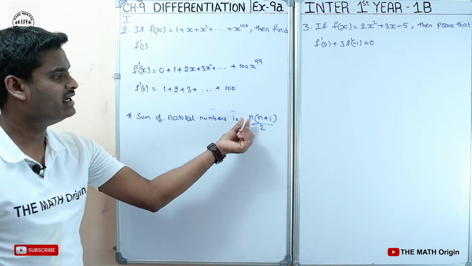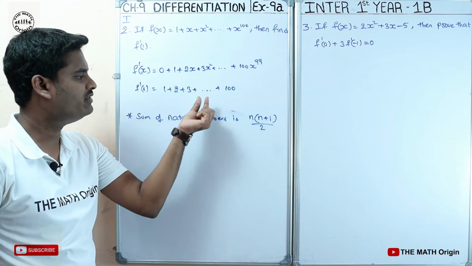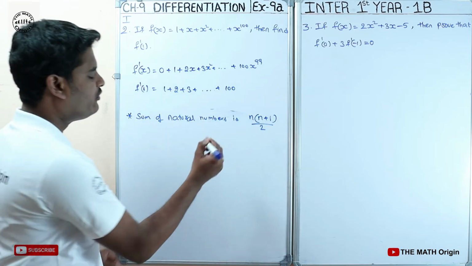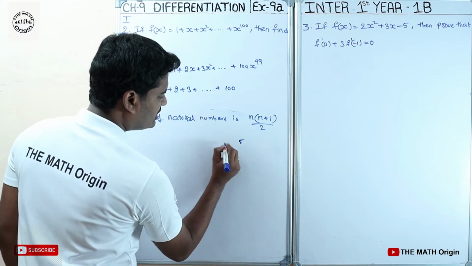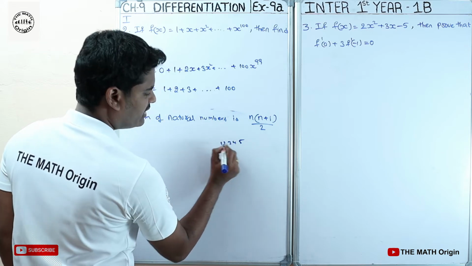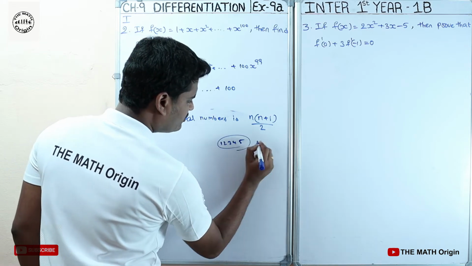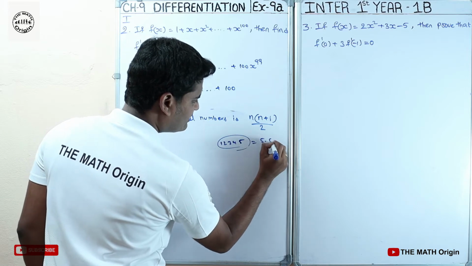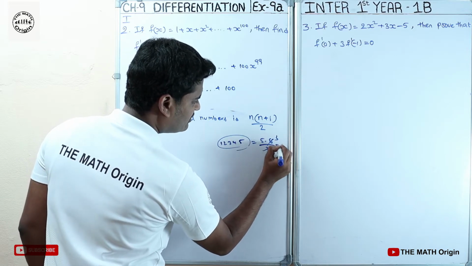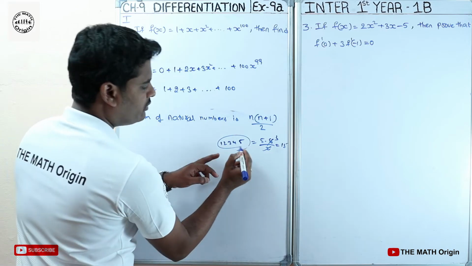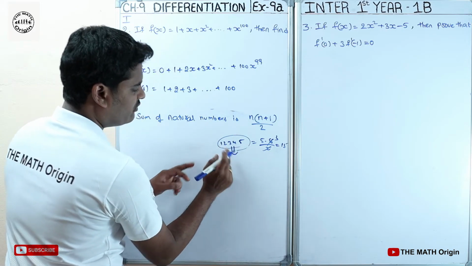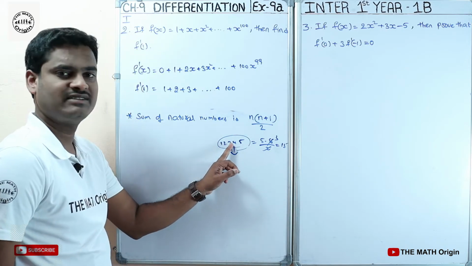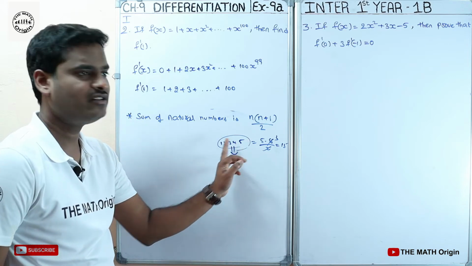So n denotes the last number in the natural number series. If you are taking 5 as the last number, it means 1 2 3 4 5. So the sum of these values will be 5 into 5 plus 1, that is 6, by 2. 2 ones are 2, 3 threes, therefore it is 15. Now you can do manual addition also: 1 plus 2 is 3, 3 plus 3 is 6, 6 plus 4 is 10, 10 plus 5 is 15.